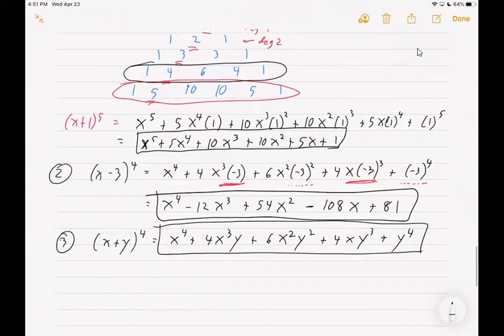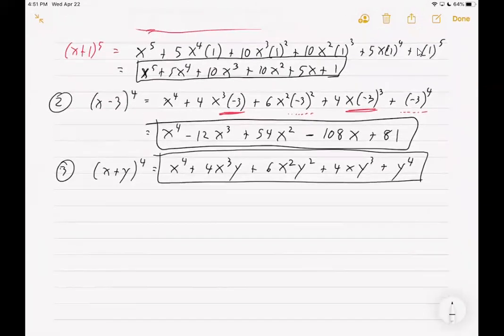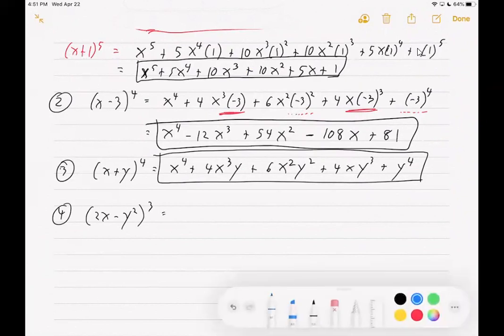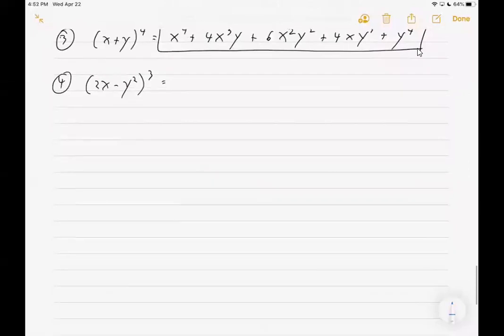Now let's end with one that's a bit more complicated, but not terribly so. We just have to keep track of things carefully. Let's do 2x minus y squared, and we're going to take that to the 3rd power. So just quickly, I'll do Pascal's triangle since it's off the screen now. I'm just going to draw it again. I only need to go to the 3rd power: 1st power, 2nd power, 3rd power. So the coefficients will be 1, 3, 3, and 1.